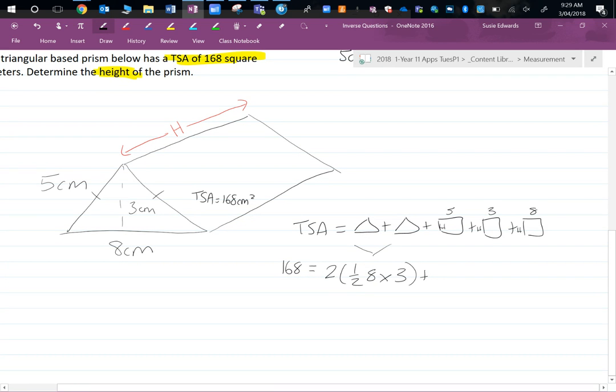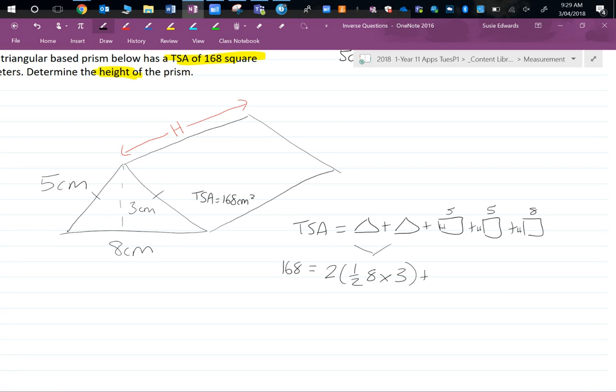Oh, hang on. Sorry, not 3. It's 5. You're right. Thank you very much. Sorry, 5, 5, and 8. I just didn't draw it very well to actually look at it. 5, 5, and 8.